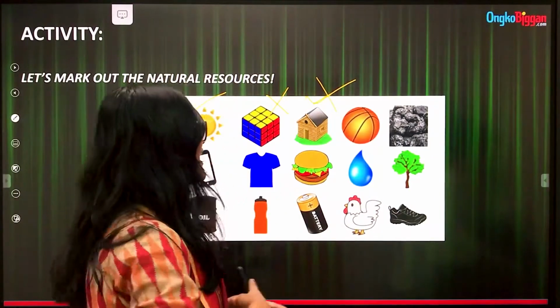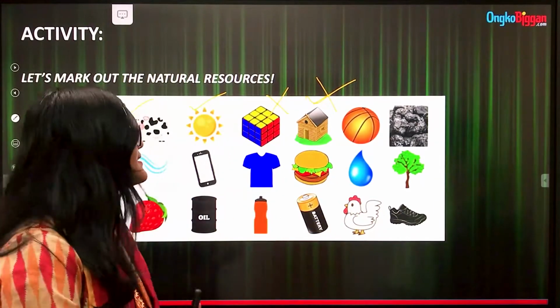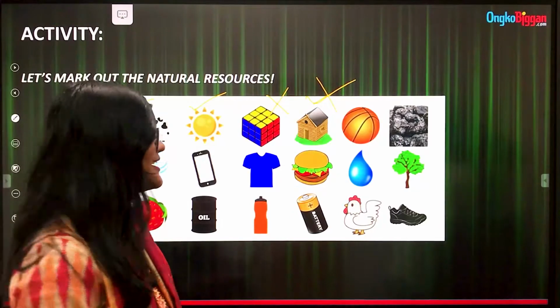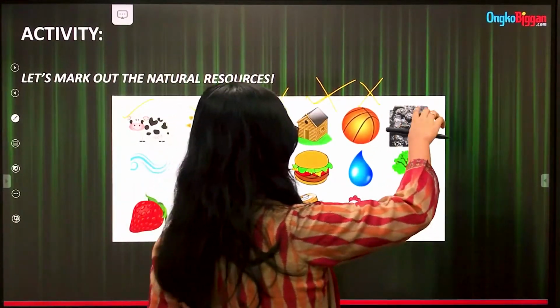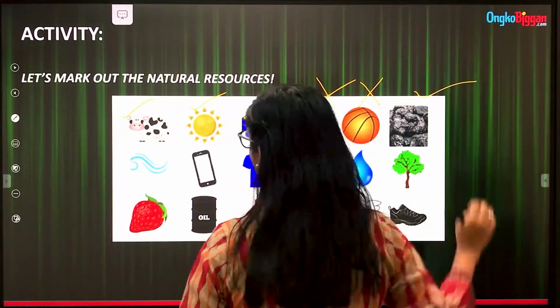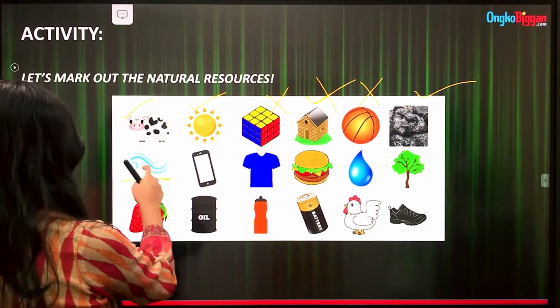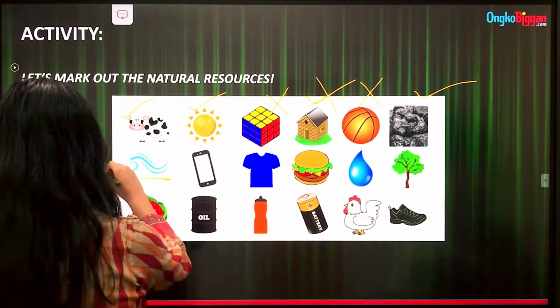It's man-made. Okay, then we have a ball. Ball is made by human beings. It doesn't prevail naturally, so it's not a natural resource. Then we have some rocks. So rocks actually prevail naturally, so it's a natural resource. Then we have air. So air actually prevails naturally, so it's a natural resource.